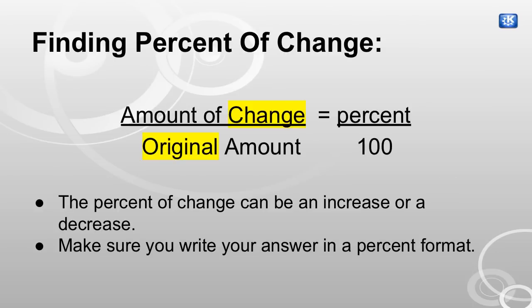We're going to use our proportion that we've gotten really good at. To find the percent of change, we are going to do the amount of change, which will actually be a subtraction problem, over the original amount. And then on the right-hand side, of course, we have percent over 100. The percent of change can be either an increase or a decrease. And we're going to make sure that you write your answer in a percent format.